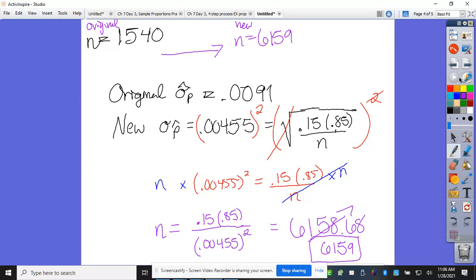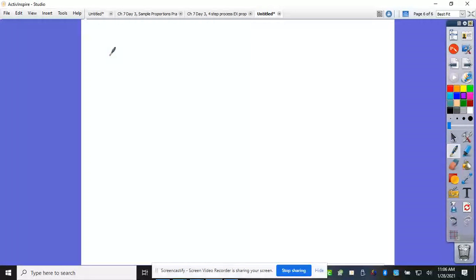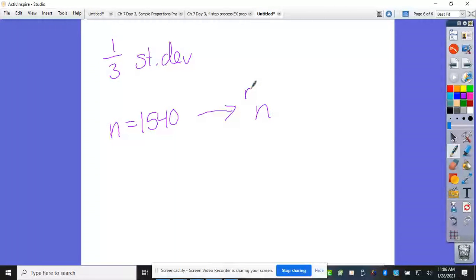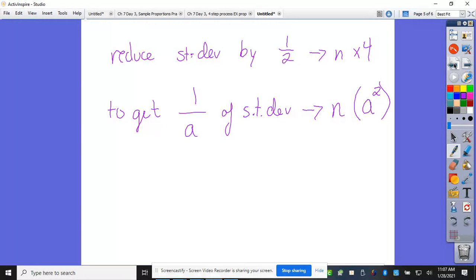So the second part of this problem, or I think I split it as 2 different problems for us. If I want 1/3 of the standard deviation, and my N was 1540, how do I find my new N? What does that give us? Did I write that right? That one.